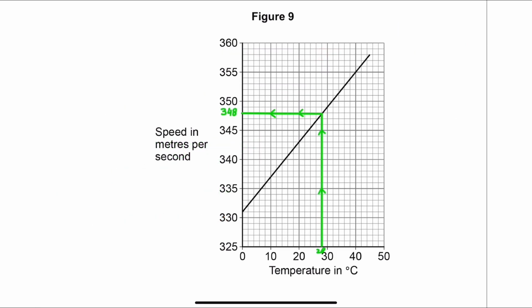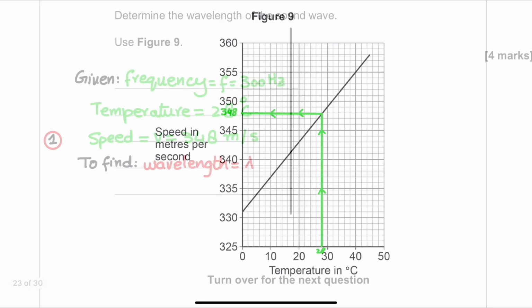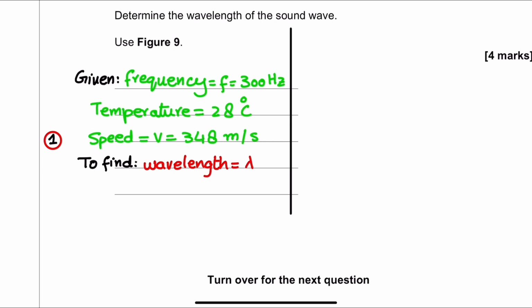In figure number 9, for the temperature of 28 degrees, we will draw a straight line up to the graph, and from the graph we will go to the left side. The speed of the wave at the temperature of 28 degrees Celsius is 348 meter per second. So by using the graph, we got the speed of the wave that is 348 meter per second.